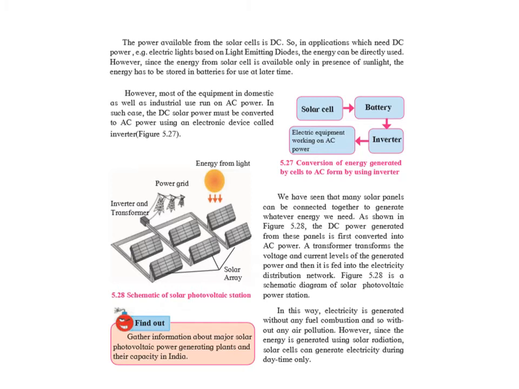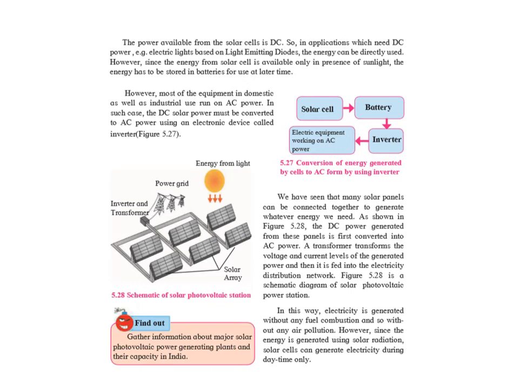How does a solar photovoltaic station, or the power plant, work? If you see over there, many solar panels can be connected together to generate whatever energy we need. As shown in the given diagram, the DC power, that means from the solar energy, is first converted into AC power with the help of an inverter. A transformer transforms the voltage and current levels of the generated power, and then it is fed into the electricity distribution network. Look at the diagram.